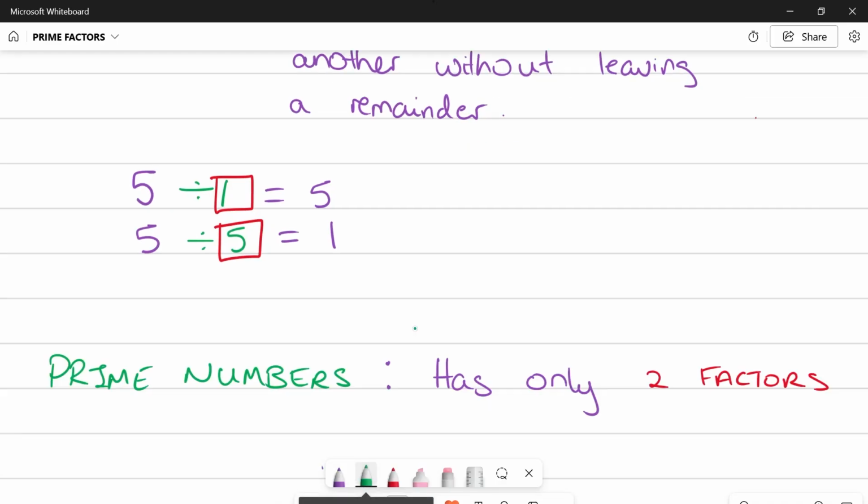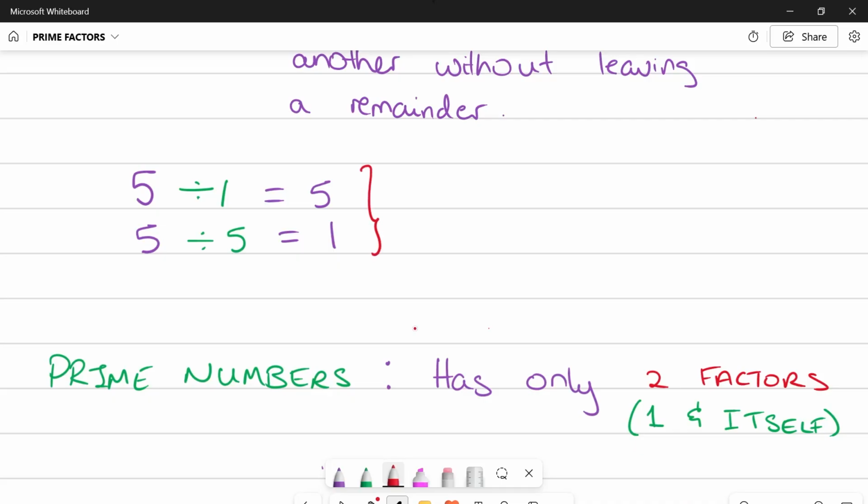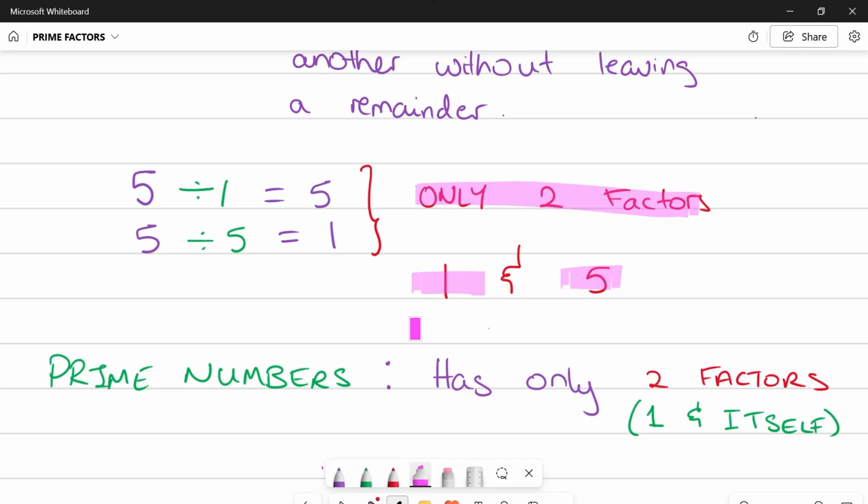A prime number is a number that has only two factors. The two factors of a prime number are 1 and itself. 5 is a perfect example of a prime number since 5 has only two factors. The two factors of 5 are 1 and 5 itself. So anytime we have a number that has only two factors, which happen to be 1 and itself, this number is known as a prime number.